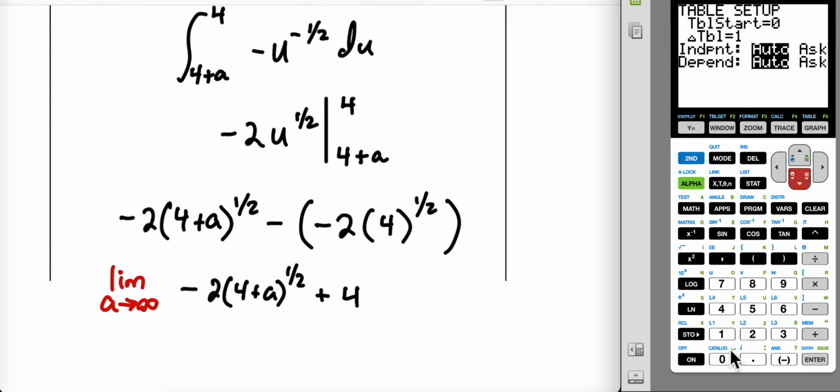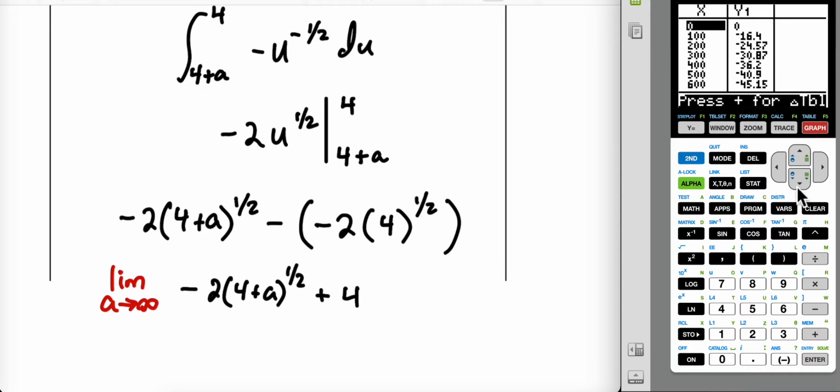table starts at 0, change in table, make it something like 100, and you see that even if you continue the process, and bearing in mind that it's not increasing at a very rapid rate, but it is still increasing, it never levels off. So this one also diverges.